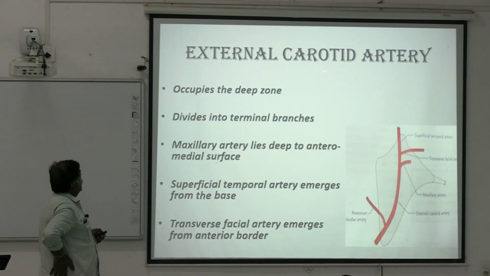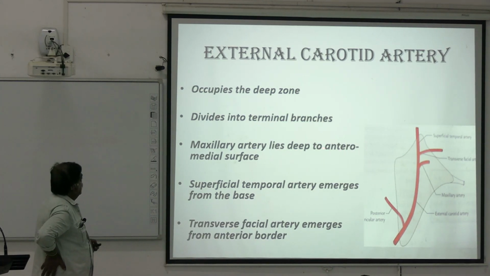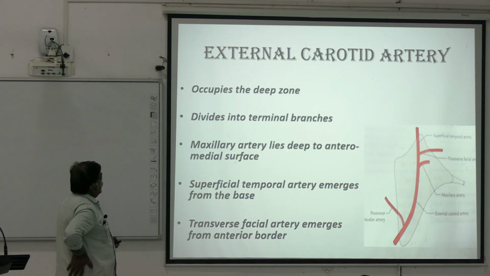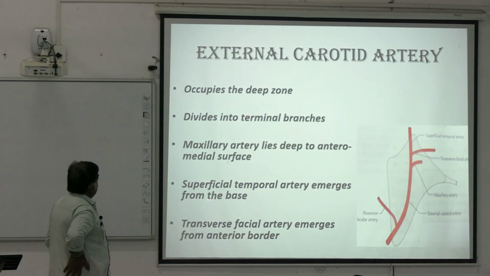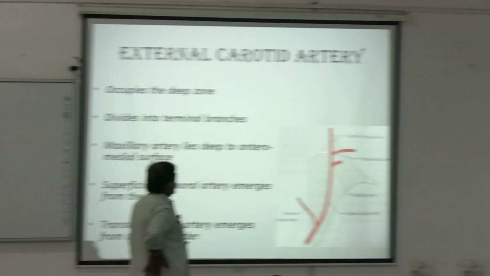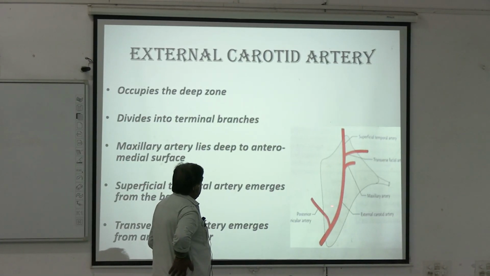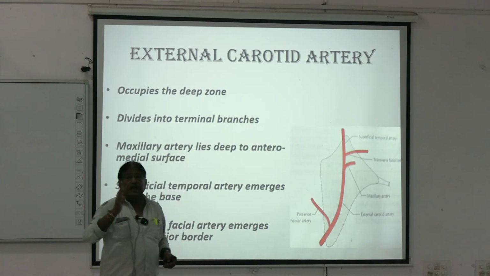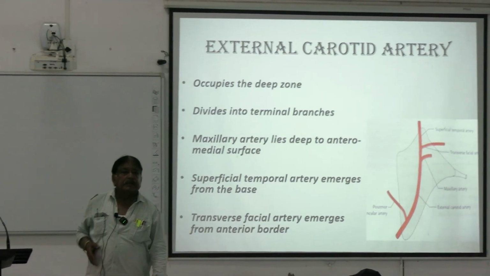The external carotid artery occupies the deep zone, divides into terminal branches, and the maxillary artery lies deep to the anteromedial surface. The superficial temporal artery emerges from the base. The transverse facial artery emerges from the anterior border. Now you can see the superficial temporal artery, the transverse facial artery, the maxillary artery, the external carotid, and the posterior auricular vein and artery.